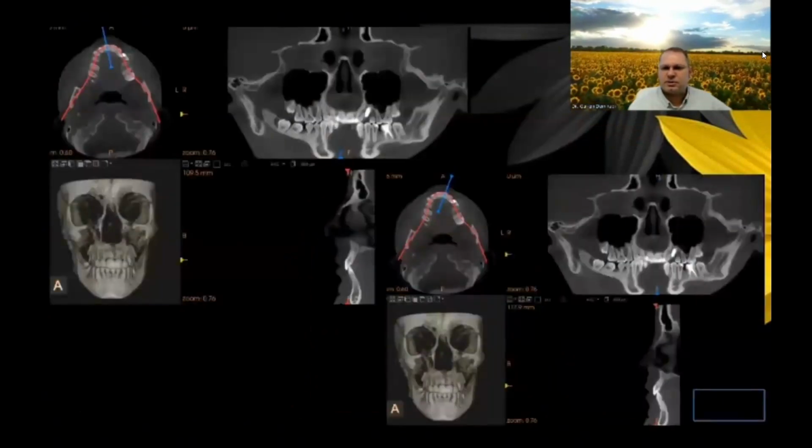The lateral incisor became canine. The canine, number 23, became a lateral incisor and was brought there. And at number 23, an implant was placed.